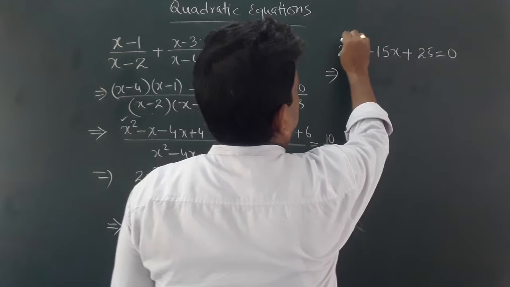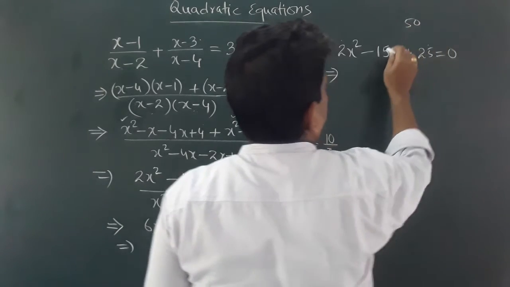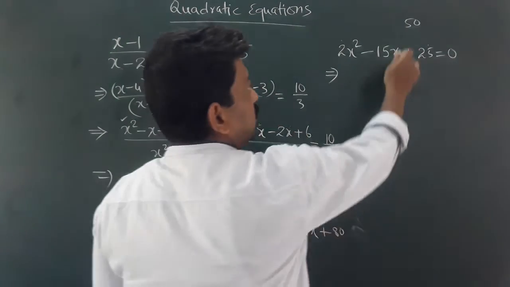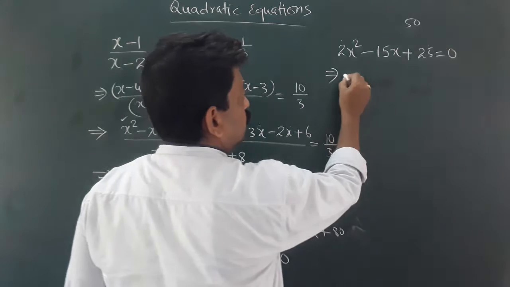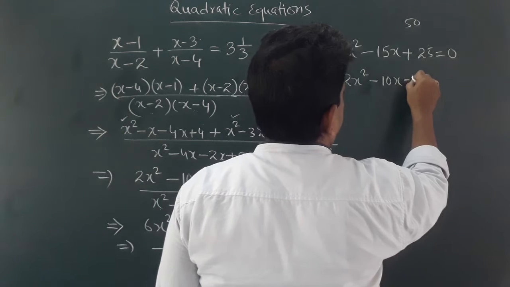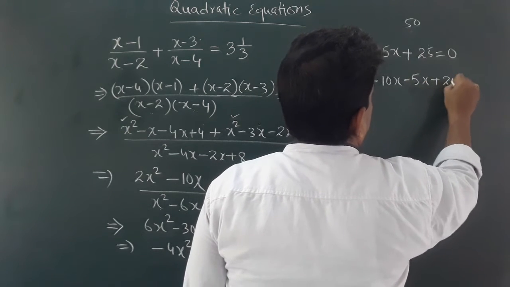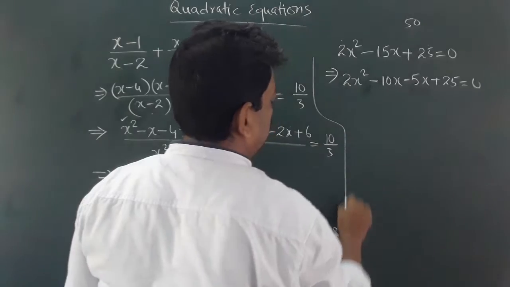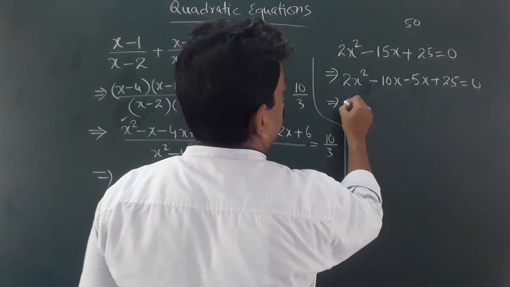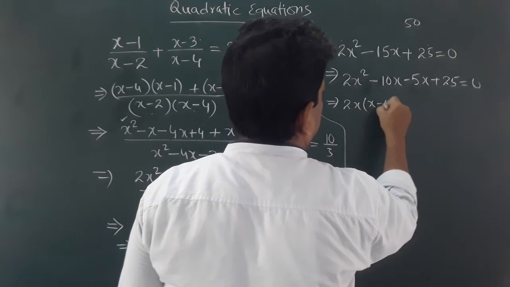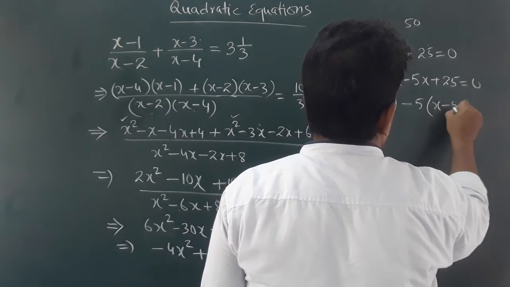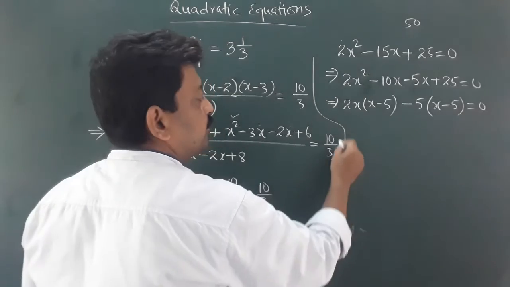Now 2 multiplied with 25 is 50. We have to split 15 into 2 parts such that their product is 50. So it is very easy. 2x square minus 10x minus 5x plus 25. This is also splitting the middle term. So from the first two terms, 2x is common, so it will be x minus 5, and from the next two, minus 5 is common, so it will be x minus 5. These two will be the same.